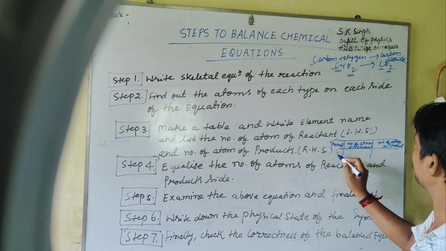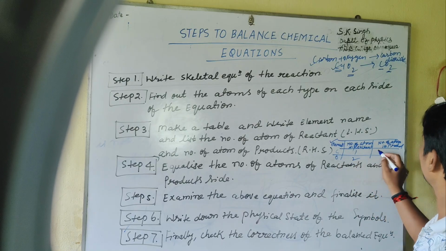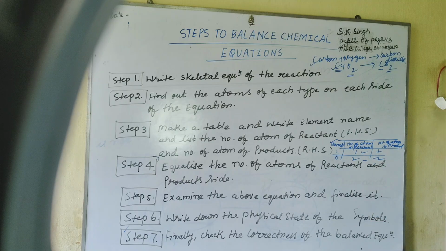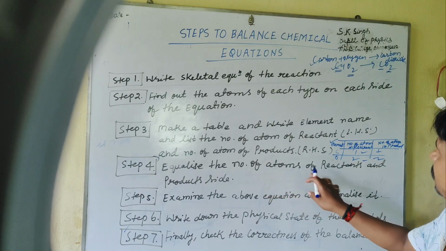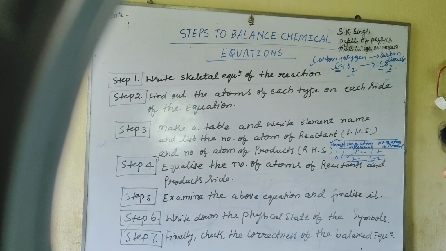There is a carbon element and oxygen. In carbon there is one atom, in oxygen two atoms, on both sides. Therefore, is it balanced or not? The number of atoms is already equal, 3 and 3. So this is the balanced chemical equation.